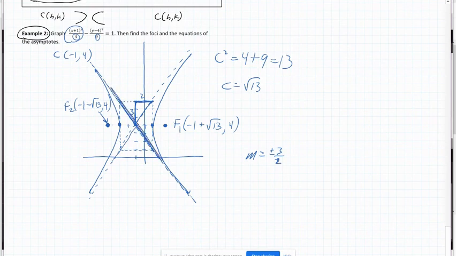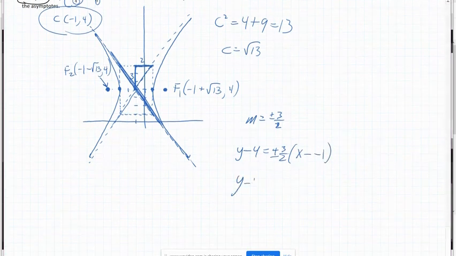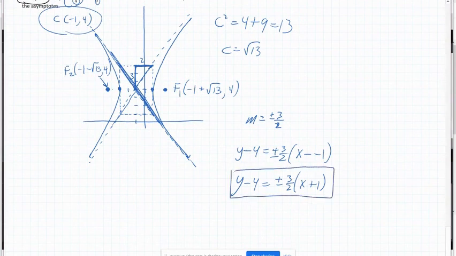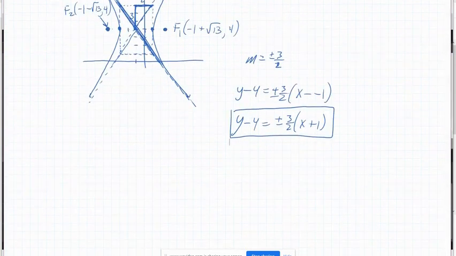And then our center point again is at -1, 4. So if we do it in point slope form, we're going to have y minus 4 equals m, which is plus and minus 3 halves, times x minus -1. And so that's y minus 4 equals plus and minus 3 halves times x plus 1. That gives the equation of both of our asymptotes. If you wanted it in slope-intercept form, you'd have to separate them.